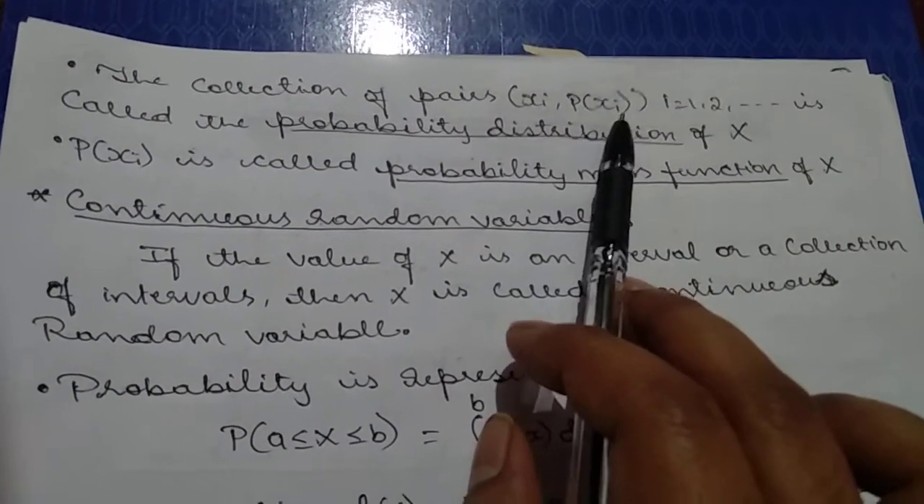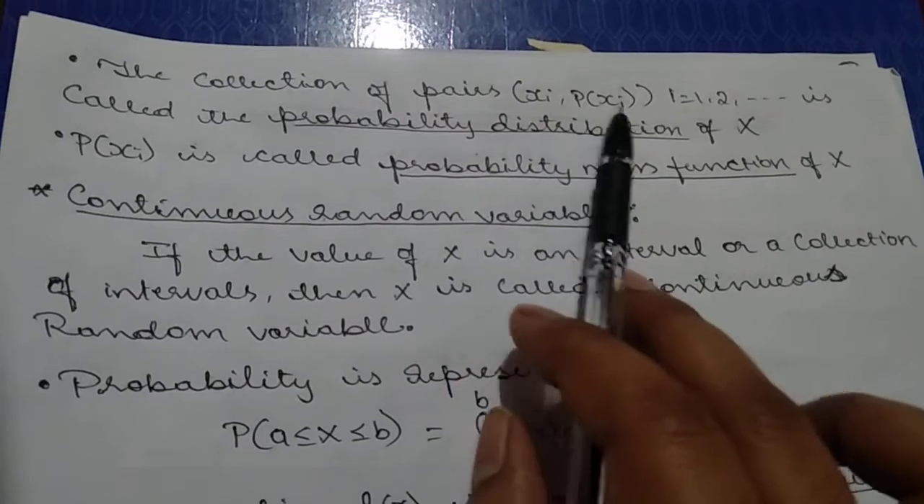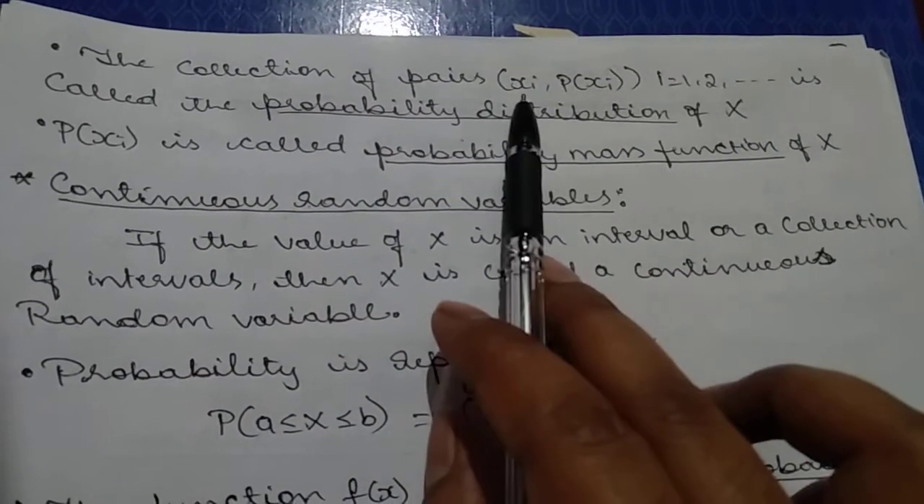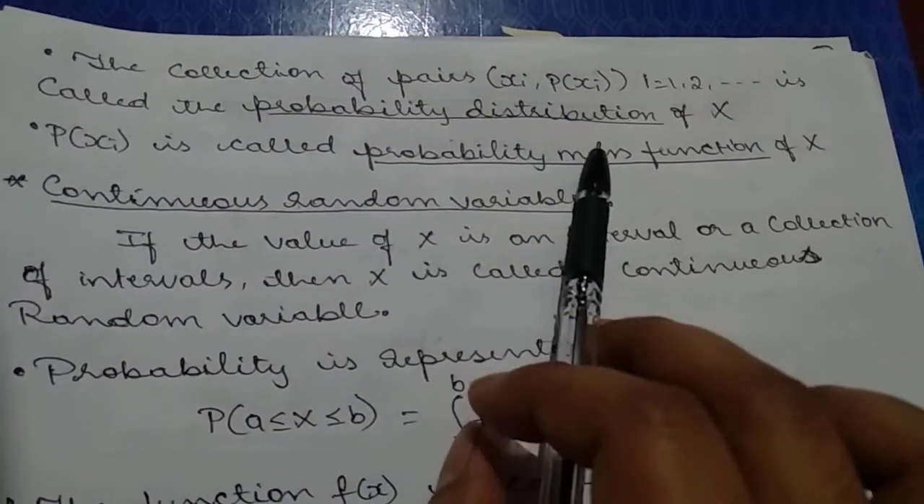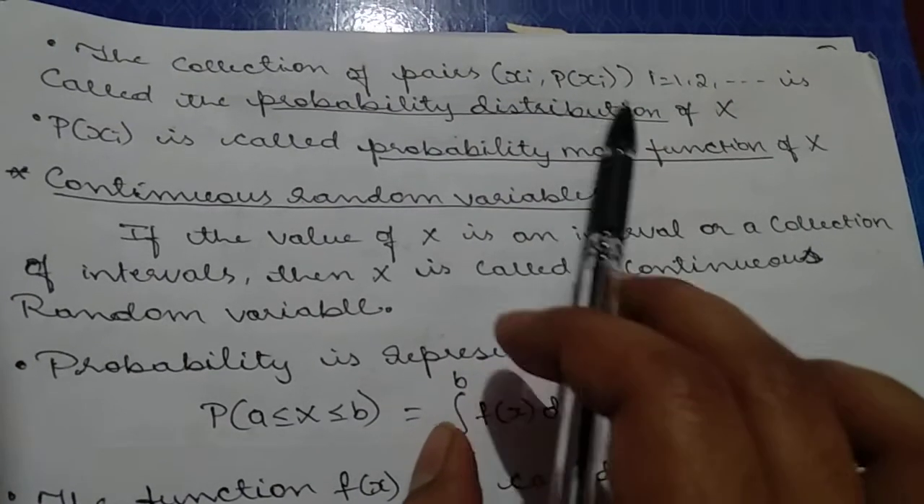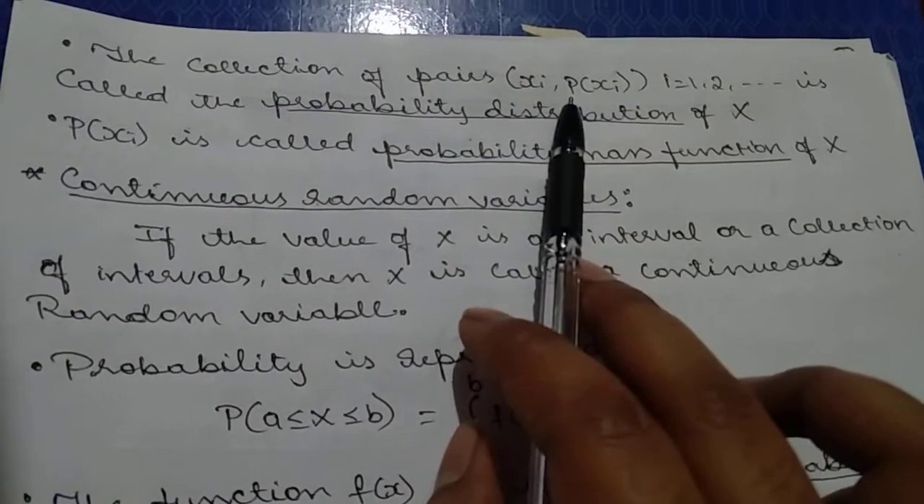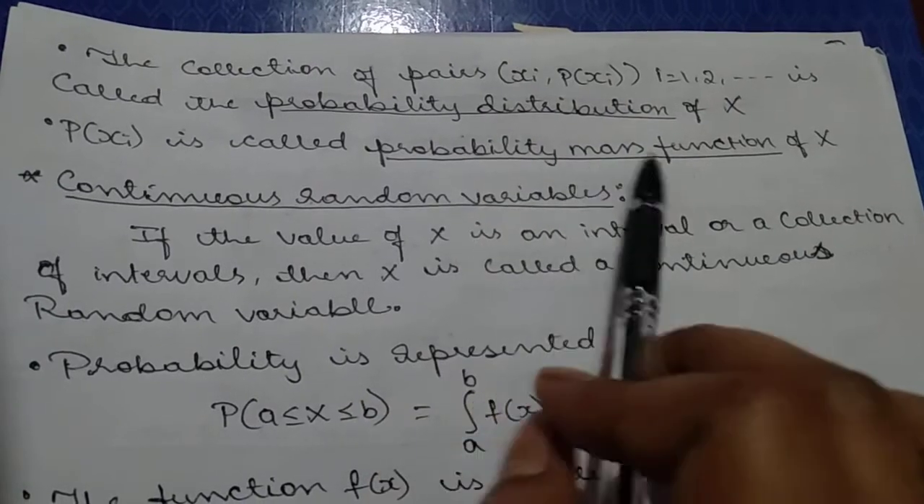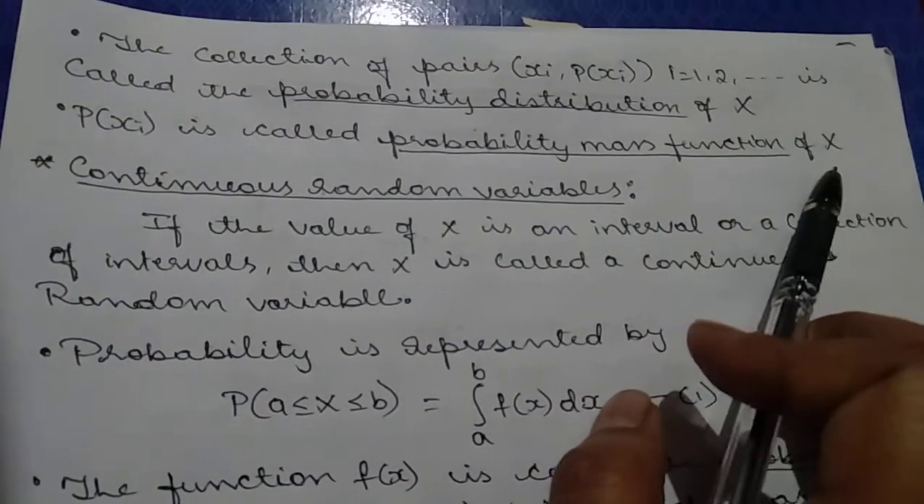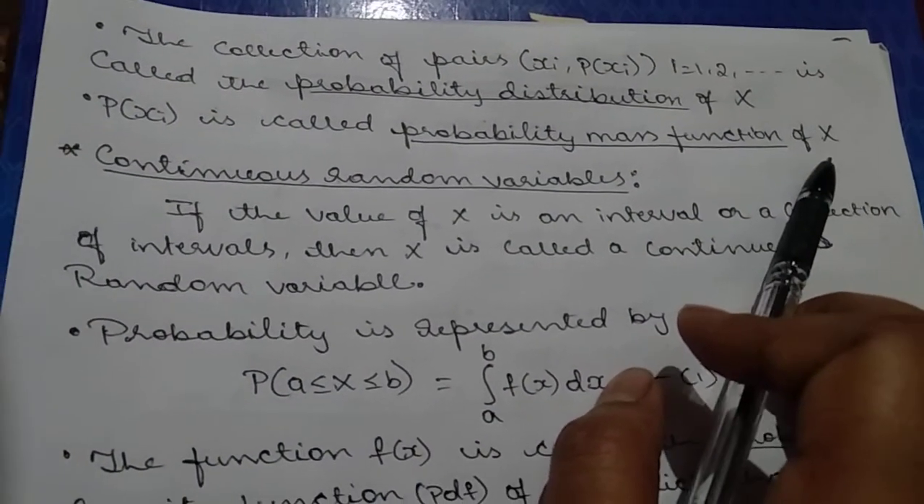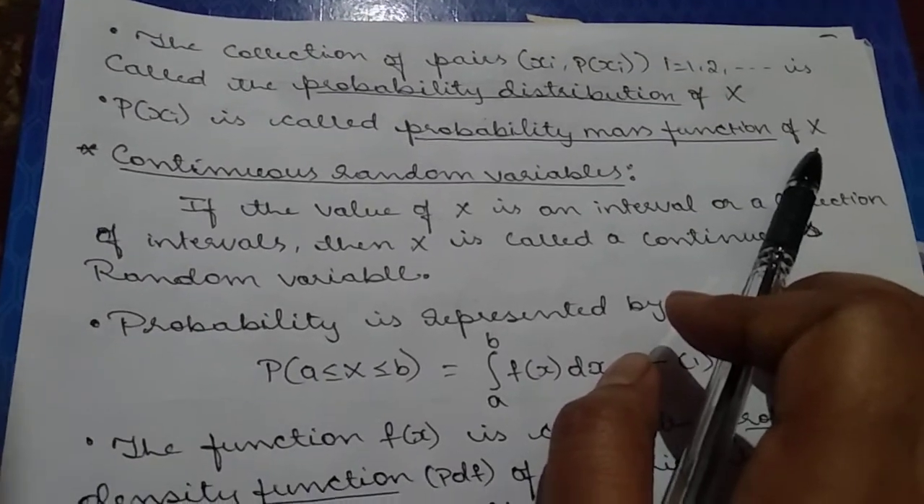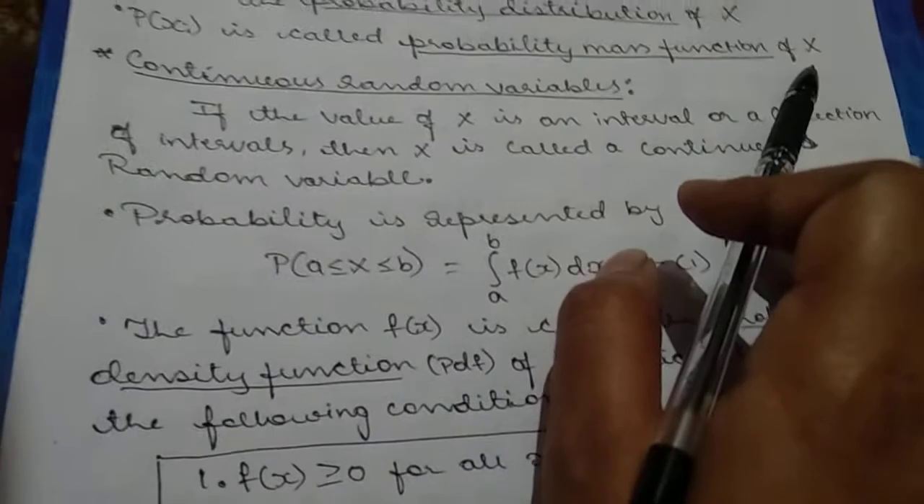This pair, if you have the random number and the probability of the random number, then together we call it a probability distribution. But individually, if I take p of xi, then this p of xi is called the probability mass function of x. X is a random variable. Okay. Now we have seen the discrete random variable.